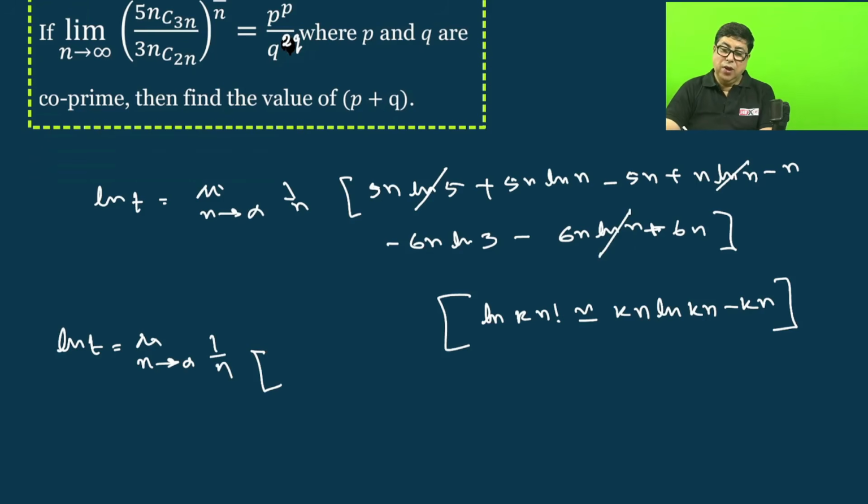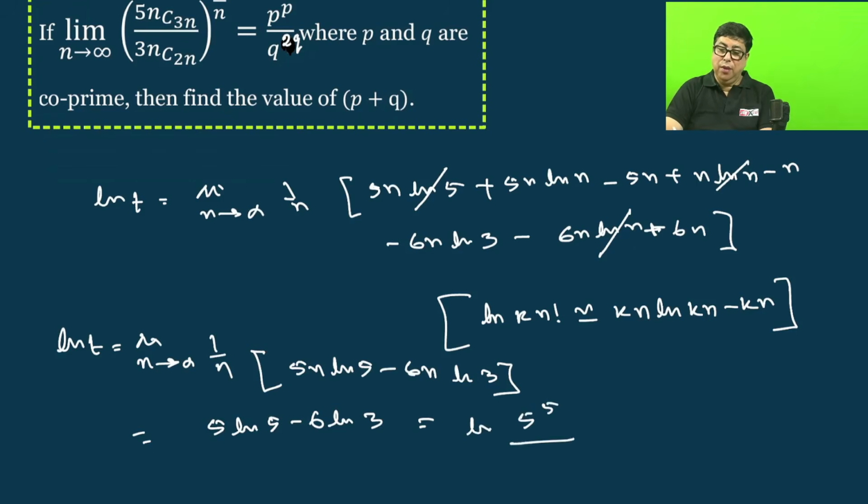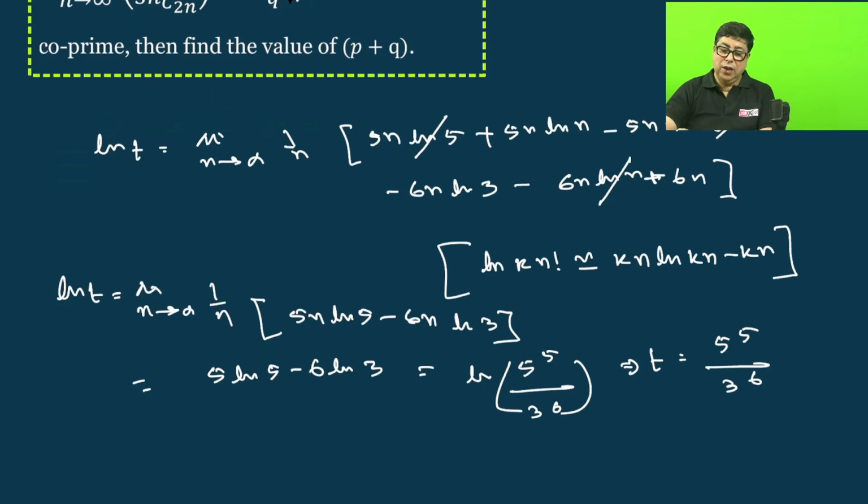Okay, and finally we are getting 5n ln 5 minus 6n ln 3, and if I calculate here, n is getting cancelled, that is 5 ln 5 minus 6 ln 3. So that is ln of 5 to the power 5 by 3 to the power 6. Therefore, we are getting t to be 5 to the power 5 by 3 to the power 6, and accordingly we are getting p equal to 5 and q equal to 3. Final answer is p plus q equal to 8.